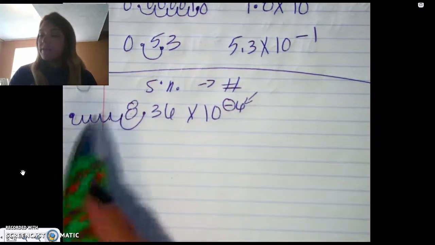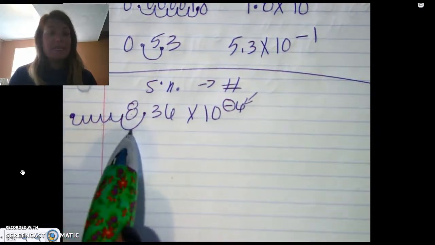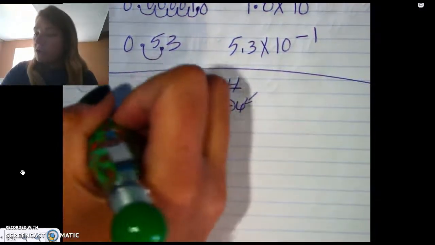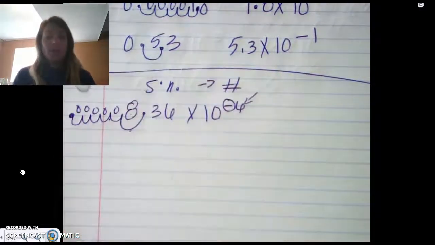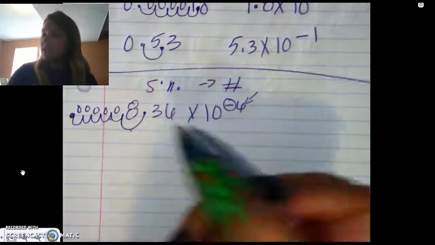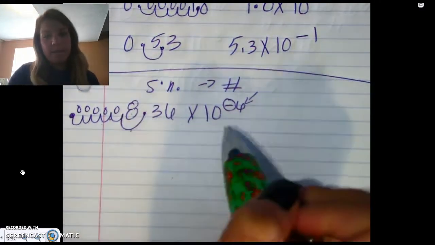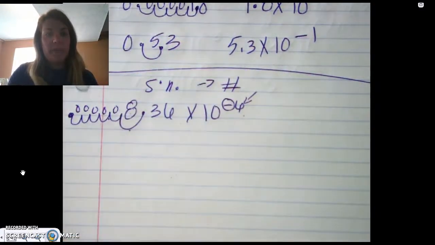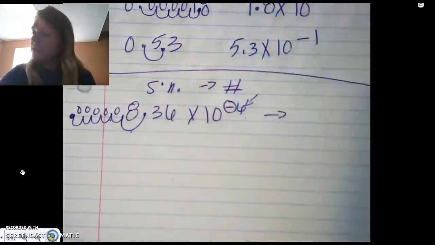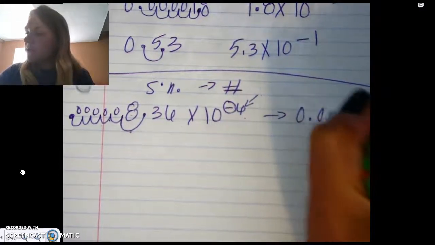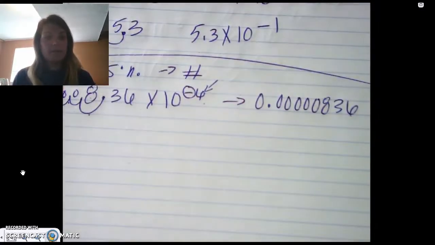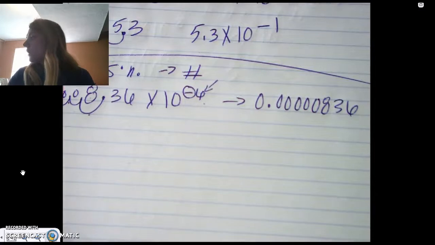Okay, now I have these swoops that I now have to fill with zeros because that indicates that my number is small. So I'm going to go 1, 2, 3, 4, 5. And that kind of makes sense, right? Because the decimal started past the 8. And if I'm swooping 6 times, that means that there should be 5 zeros in front of the 8, and there is. So this number then turns out to be 0.0000836. Okay, so we just put that back into a number. Good? Okay, let's do a different one.